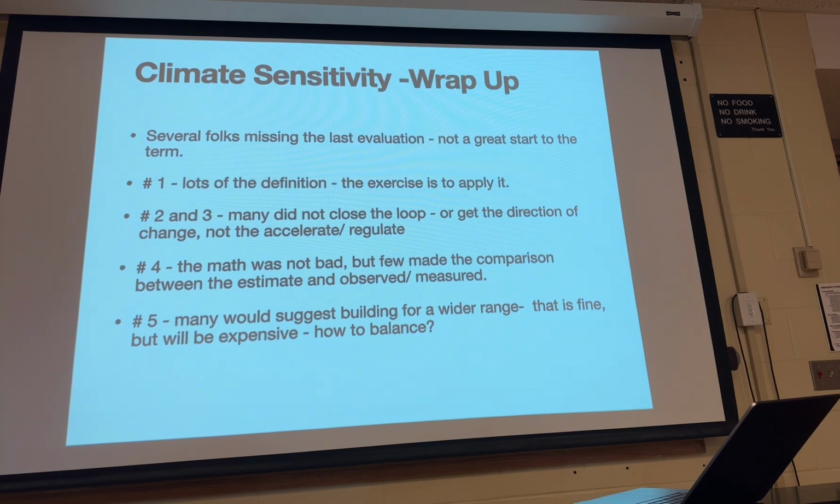And those systems where they loop are these feedbacks, and they're a big unknown. They are both a known unknown and an unknown unknown in the climate system. We're still discovering some of them. So anyway, let's be sure that we're comfortable with feedback loops, be they positive or negative, accelerate versus regulate. The math is not bad, comparison between the estimate and observed. I don't know what that means.